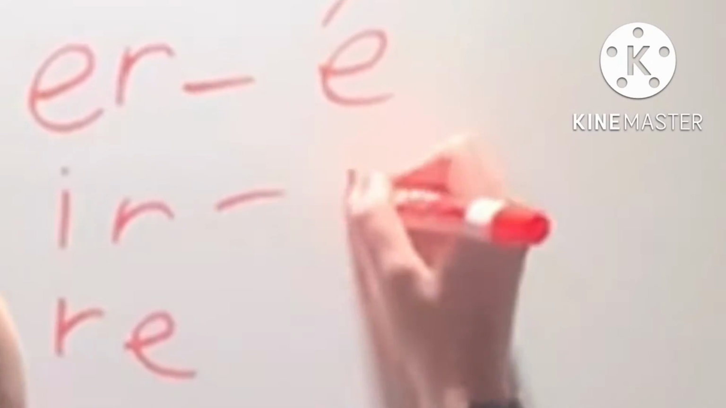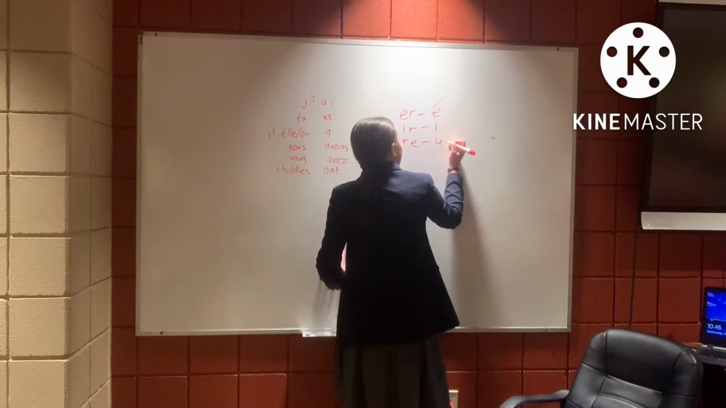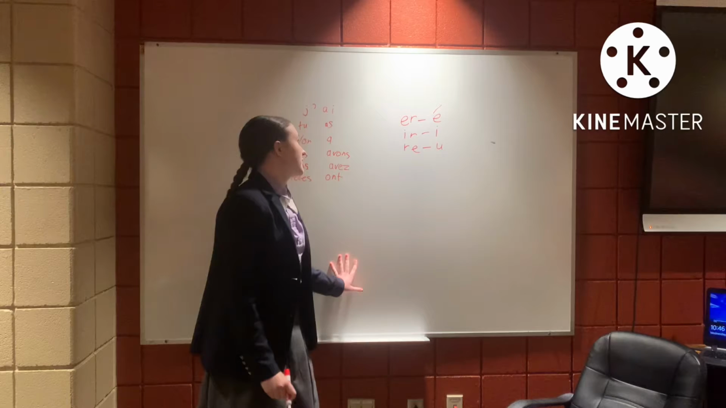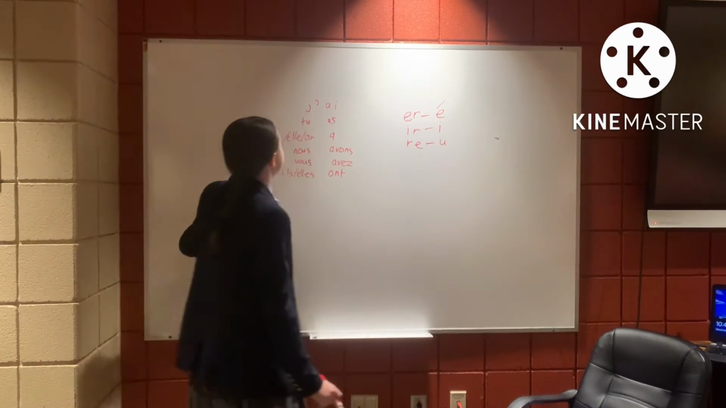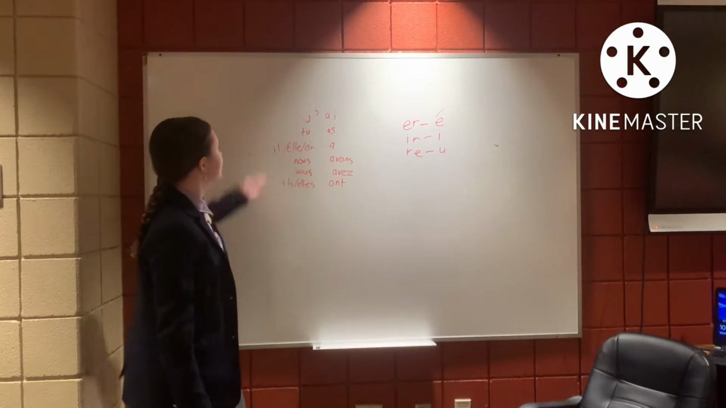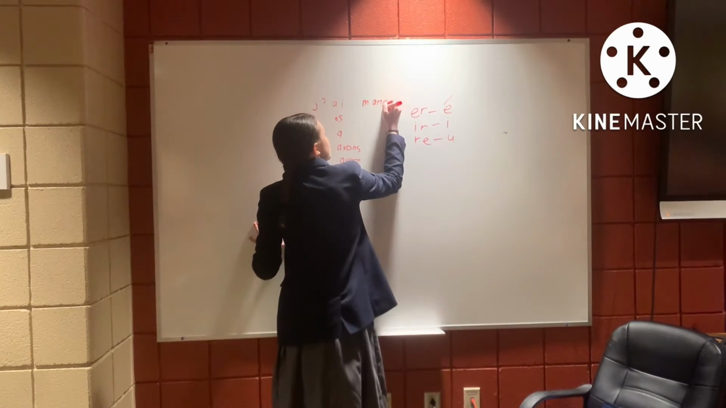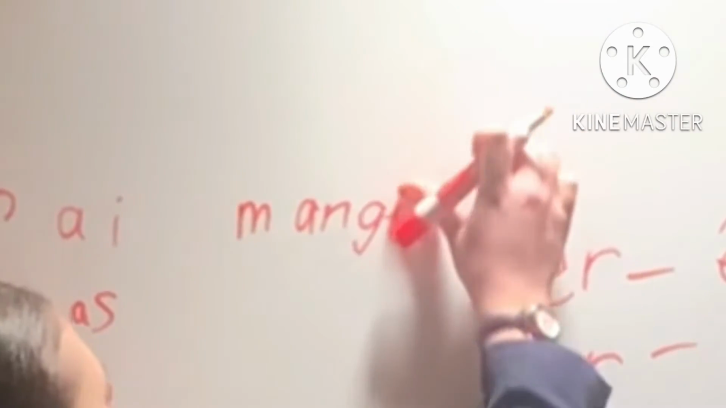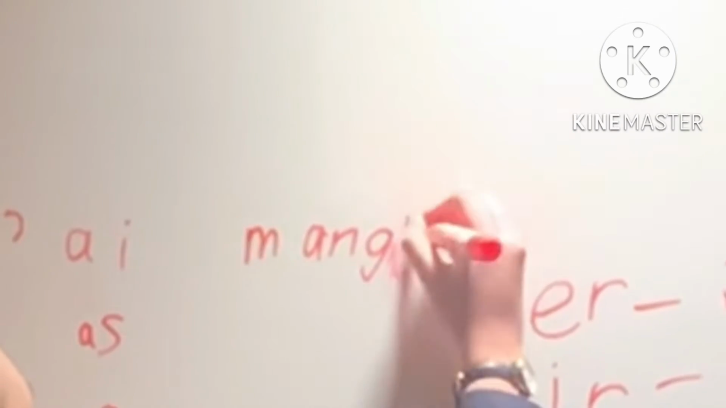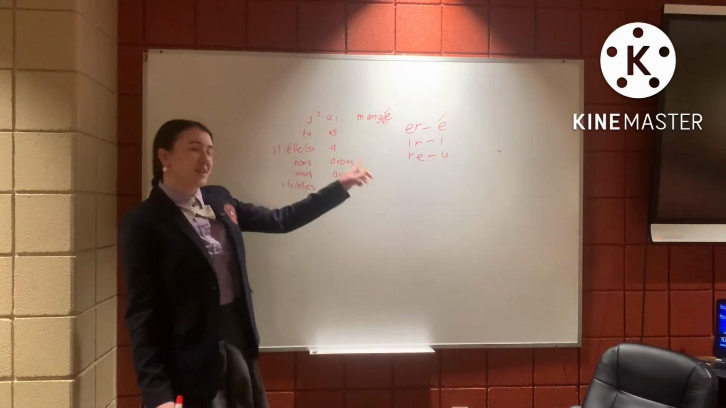So for er verbs, it's é. For ir verbs, it's i, and for re verbs, it's u. So for example, if I wanted to say I ate, it would be j'ai mangé, and then you drop the er and you add é.